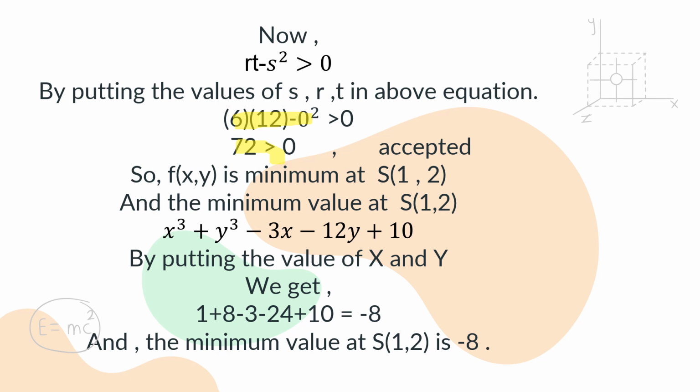So f of xy is minimum at the stationary point (1, 2), and the minimum value at stationary point (1, 2) we will get by putting the values of x and y. The value of x is 1, the value of y is 2. So when we put these values in this equation, we get 1 plus 8 minus 3 minus 24 plus 10 is equal to minus 8. The minimum value at the stationary point S of (1, 2) is minus 8 we get.